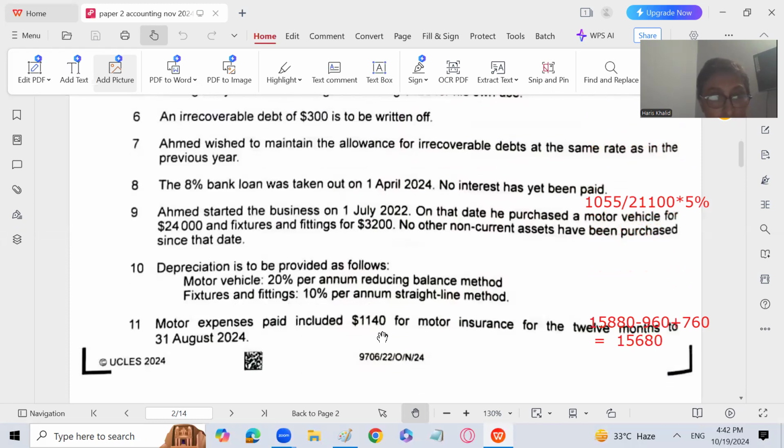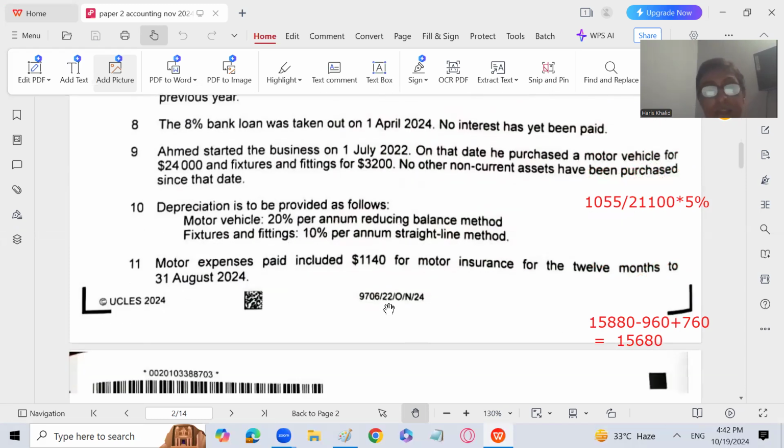So motor expenses paid include 1,140 for motor insurance for the 12 months to 31st. Remember this, that our financial year ends at 30th June. So July and August, 2 months motor expense has been paid in advance.